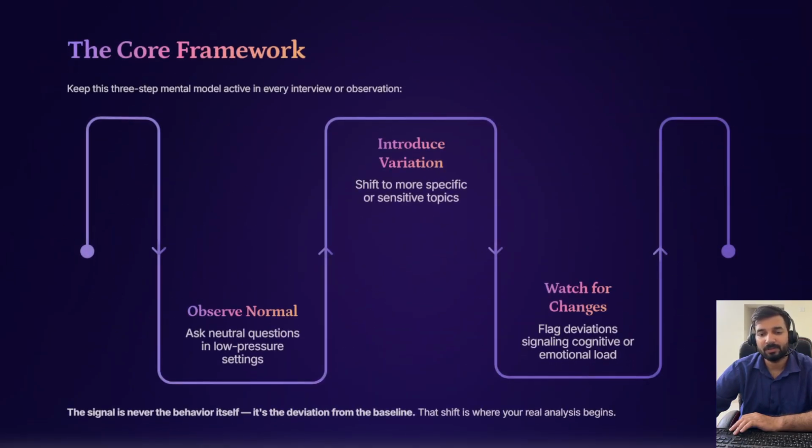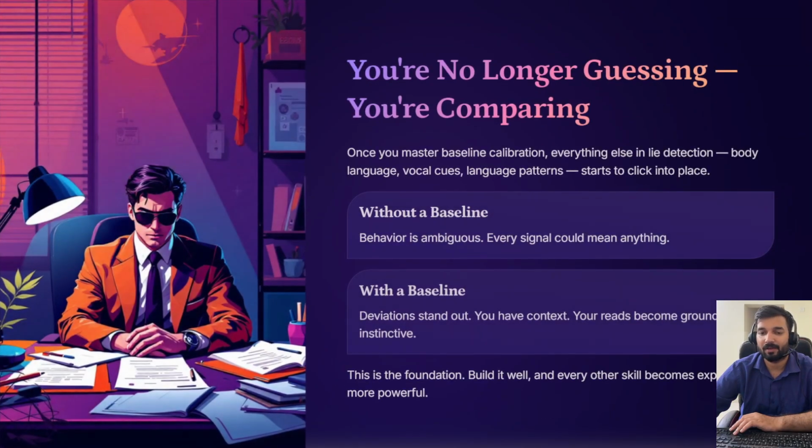So, keep this simple framework in mind. First, observe normal behavior, then introduce variation, finally, watch for changes. Because in lie detection, the signal is not the behavior, it's the deviation from the baseline. And once you master this, everything else, body language, voice, language patterns, starts to make much more sense. You are no longer guessing, you are comparing.